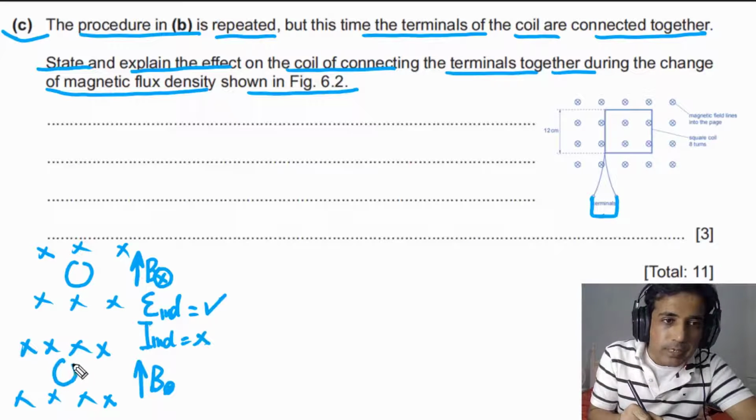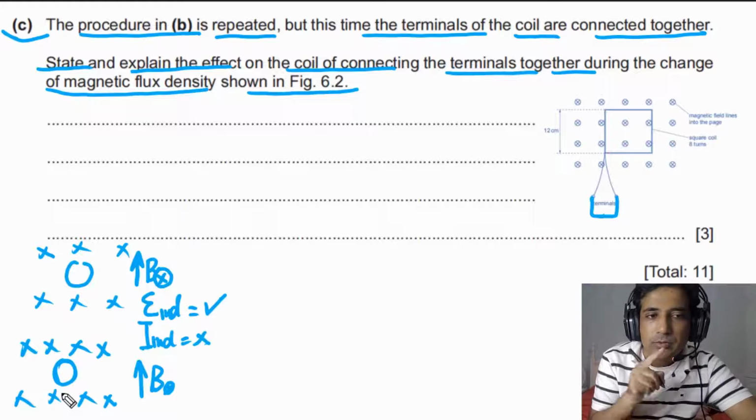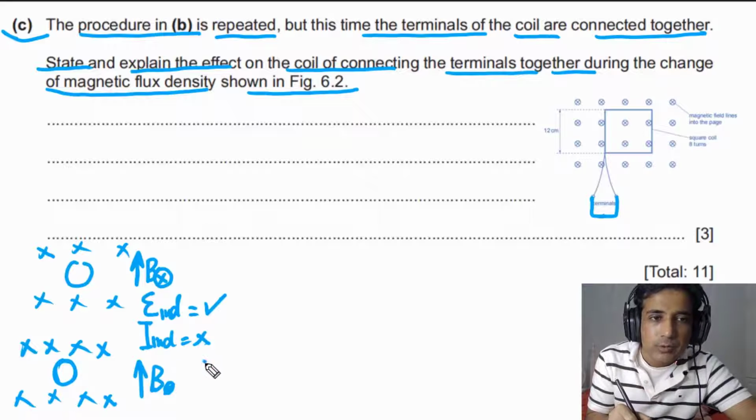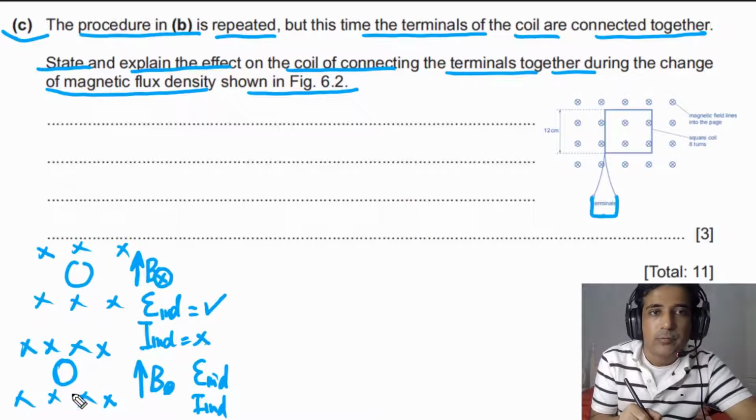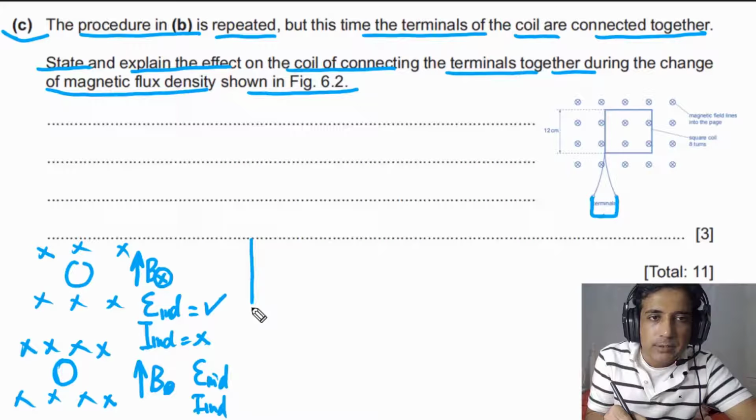If we place a complete circle, meaning a complete ring, inside this changing magnetic flux, there will be induced EMF and also induced current. Now current can flow, but in the earlier case current cannot flow. Now let's try to answer our question.